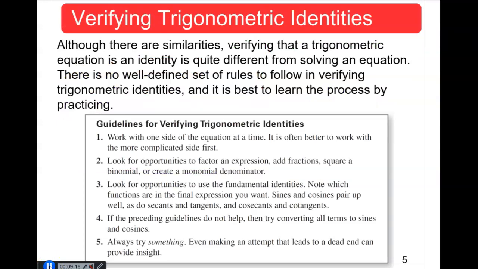Although there are similarities, verifying a trigonometric equation is an identity is quite different from solving an equation. And as I mentioned before, we only work on one side. And when you work on solving an equation, you do work on both sides. So with an identity, only one side. There is no well-defined set of rules to follow in verifying trigonometric identities, and it is best to learn the process by practicing.